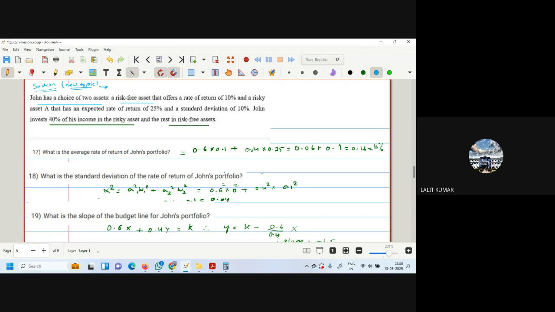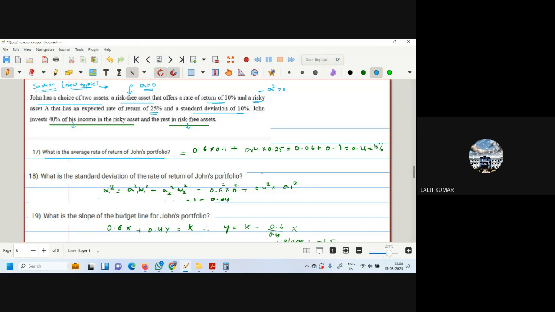So John has a choice of two assets. There is a risk-free asset. So remember, risk-free asset, what does it mean? The variance is 0 in the risk-free asset, because you are supposed to get that fixed amount. That offers a rate of return of 10%. And there is a risky asset whose variance will be greater than 0, that has an expected rate of 25% and a standard deviation of 10%. John invests 40% of his income in the risky asset and the rest in the risk-free asset. What is the average rate of return of John's portfolio?